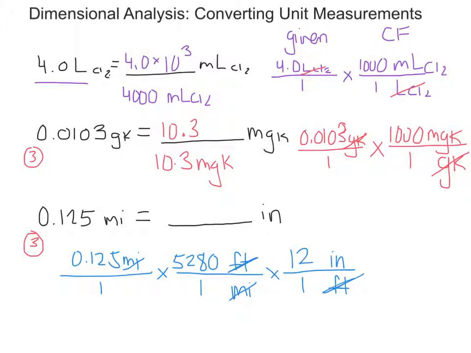And for this, I'm actually going to have to use my calculator. So I'm going to have to plug this in. So 0.125 times 5,280 times 12. I get a rather large amount simply because inches are super small and miles are rather large by comparison. I get 7,920 inches. Now I want to think about this for a moment.